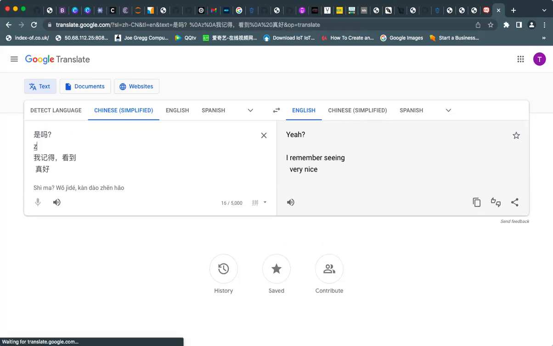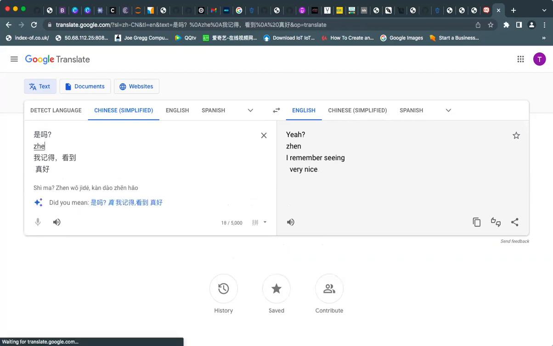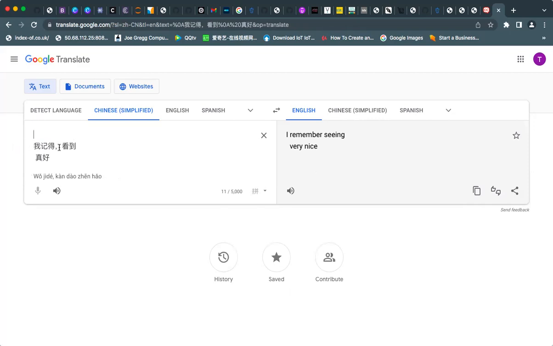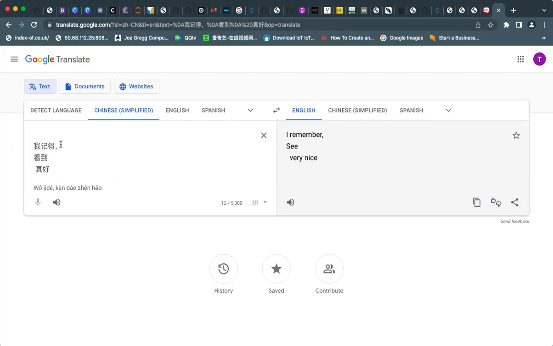And another one will be, okay, I'm not going to touch on that right now. I'm going to touch on it just soon, since we have already ended. Okay. Wojida. Wojida.